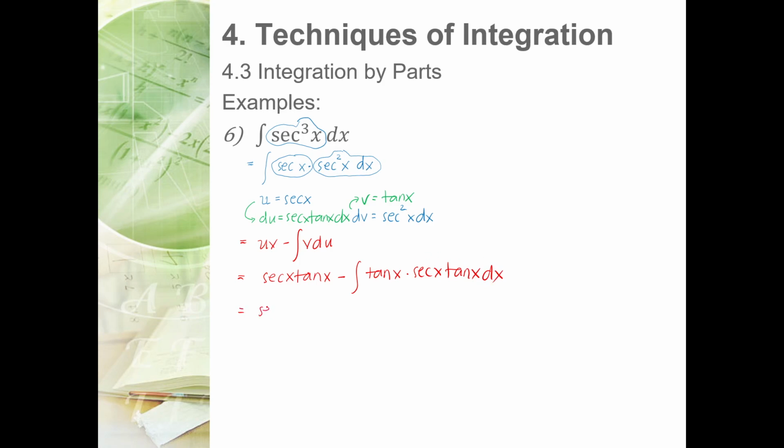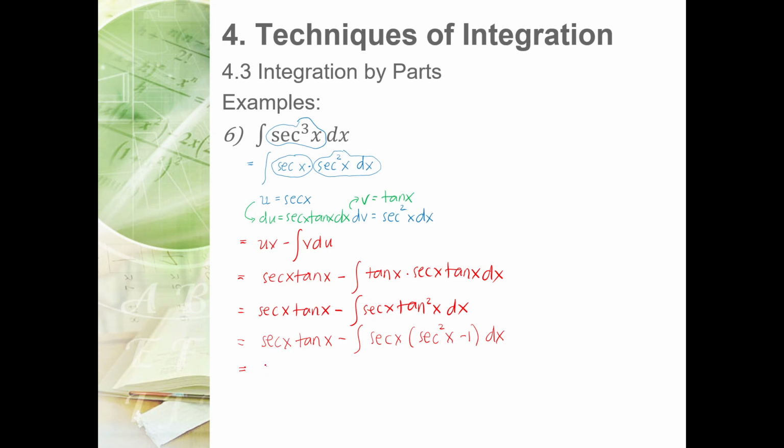And then this becomes secant x tangent x minus, so we have here secant x tangent squared x dx. So again, this is type B, case number 1, wherein you have to plug in the value of the Pythagorean identity. So this becomes secant x, then again Pythagorean identity, secant squared x minus 1 dx.